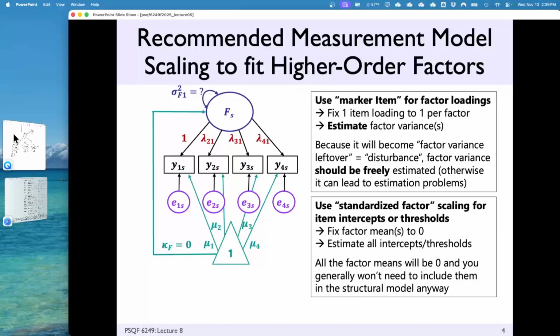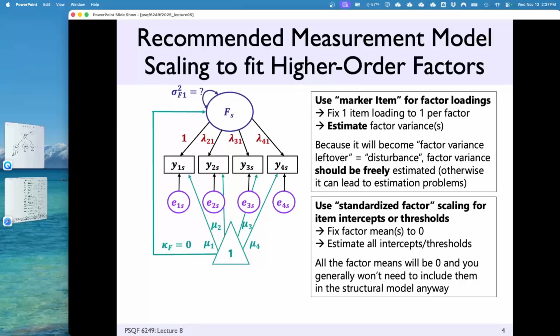So when you do the higher order model, typically we want to use marker items to estimate the lower order factors. And the reason for that is, it turns out the factor variance itself becomes important, right? Factor variance in a higher order model, the factor itself is going to be predicted by the higher order factor, which means that variance should shrink, right? Because now it's being predicted for. So what we want to do is use a marker item.